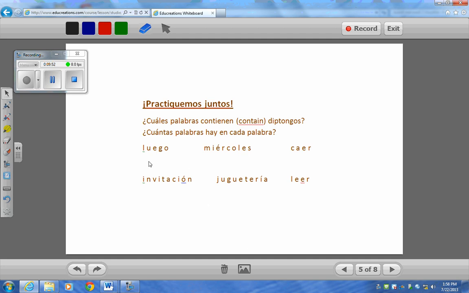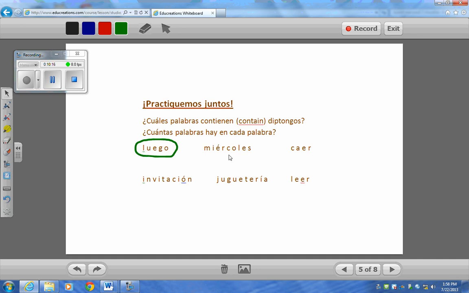You guys think about this for a second. Luego. Well, U and I are weak, so let's see. We've got a U, we've got an E, which is strong. So that, to me, and to correct Spanish grammar, is a diphthong. So we're going to circle our diphthongs. Miércoles. Well, you might be thinking, if there's an accent, it breaks the diphthong.